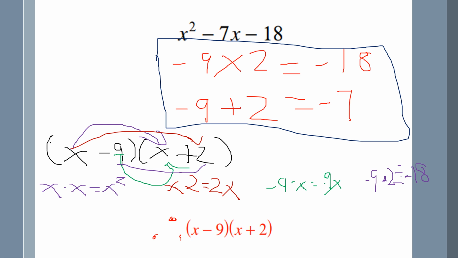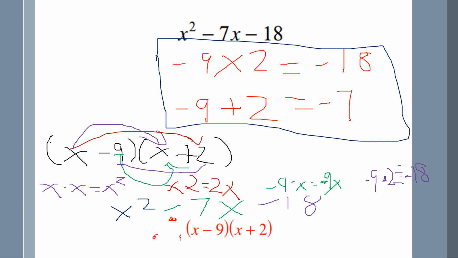All right. So you got all your pieces together, and let's just combine like terms. So we get x squared, and that's negative 9. So 2 plus negative 9 is negative 7x. All right. And then you get negative 18. And that's how you know your stuff is correct.